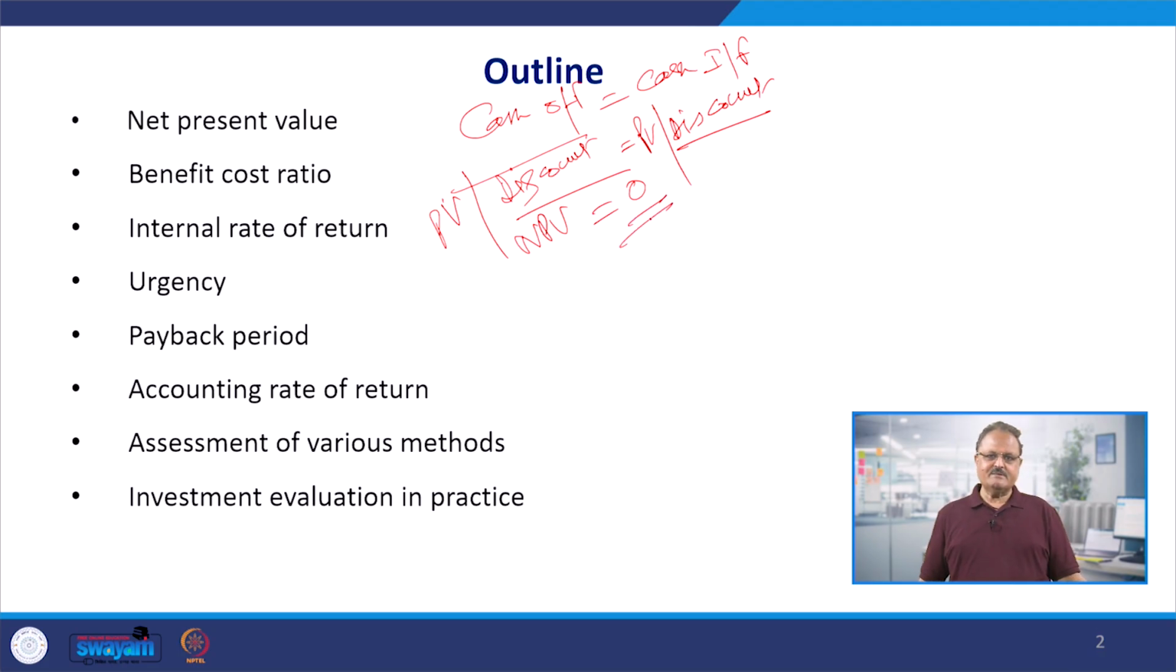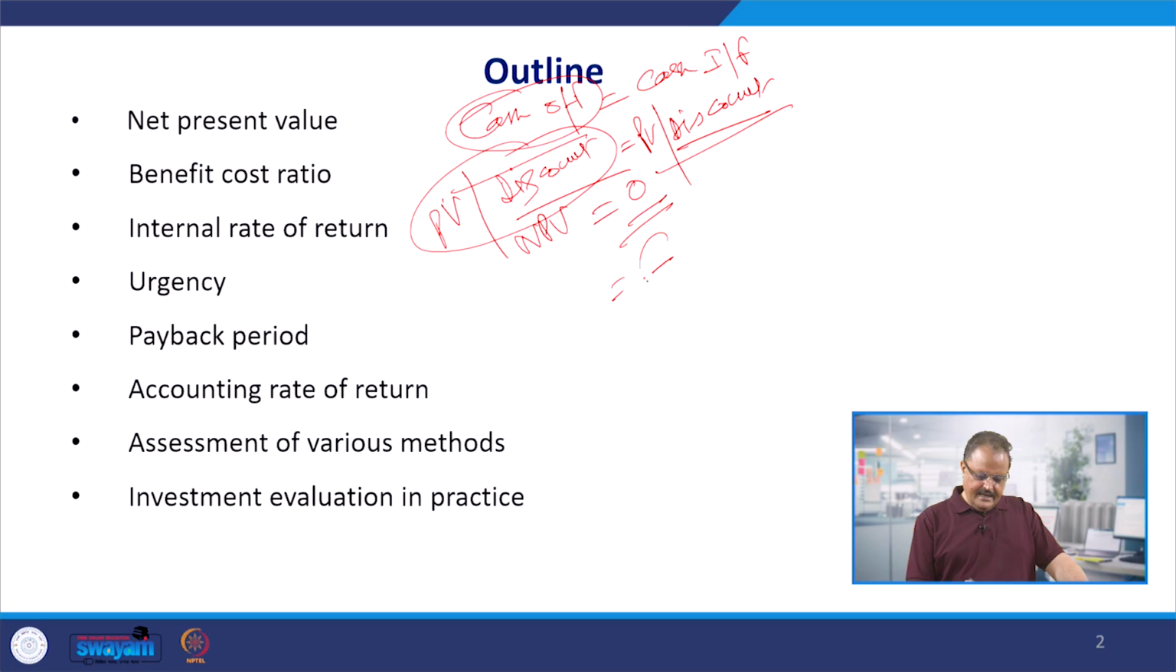For example, if the present value of the cash outflow is bigger as compared to the present value of the cash inflow, what will happen? This will become minus. The NPV will become negative, and if the reverse happens, the NPV will become positive, because this side is bigger as compared to this side. So if the present value or discounted value of cash inflow is more than that of the cash outflow, this will be a plus situation because NPV will be more than 0.